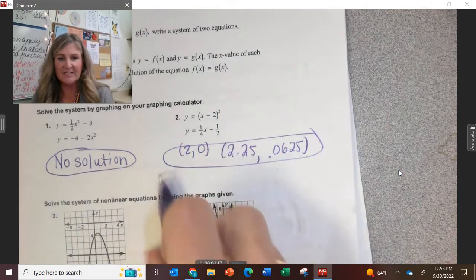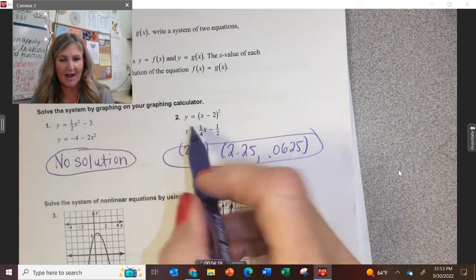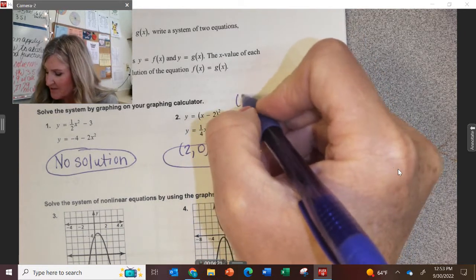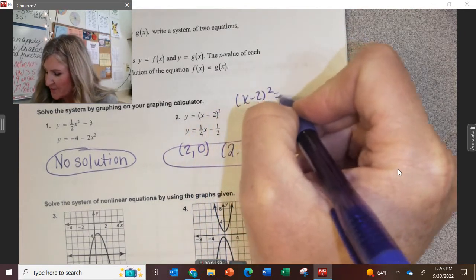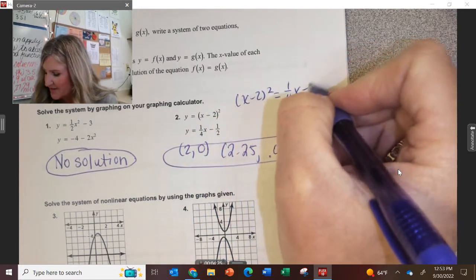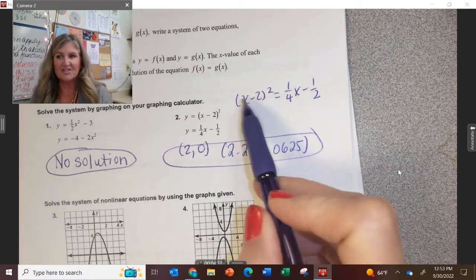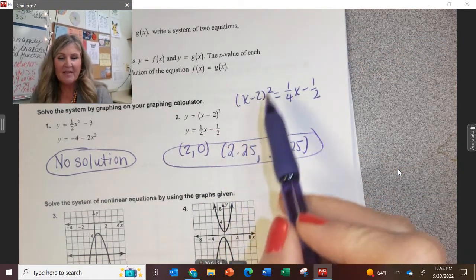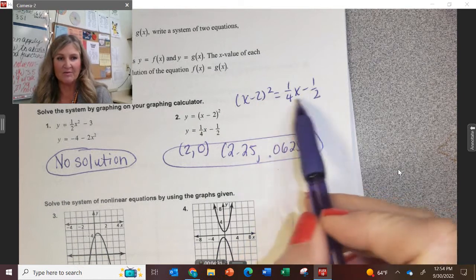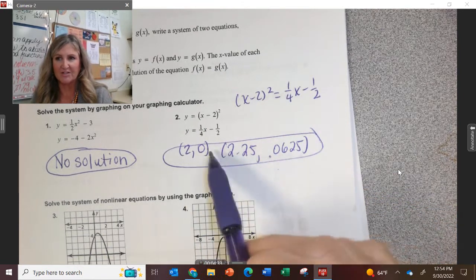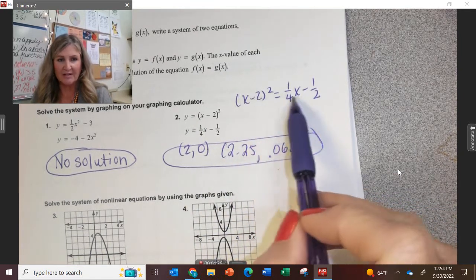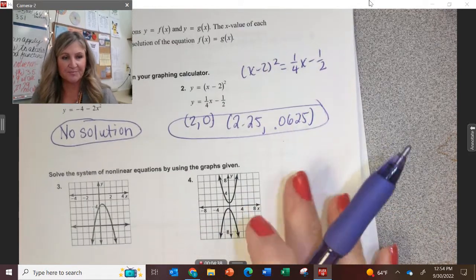And that's why sometimes it's actually better to solve these by doing x minus 2 squared equals 1/4 x minus 1/2 and solving it algebraically. If we had solved this algebraically, we would have noticed that there were actually two solutions. And we'll get into how to do this here in a minute.